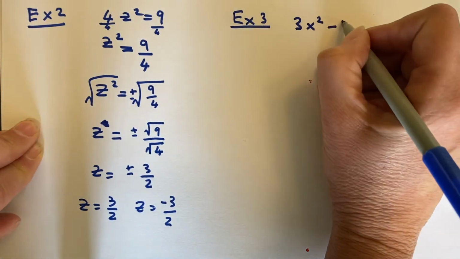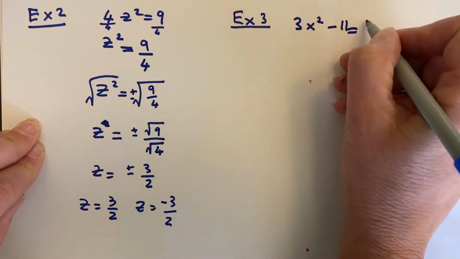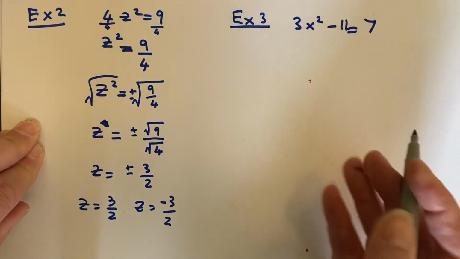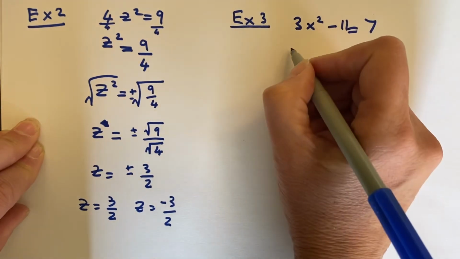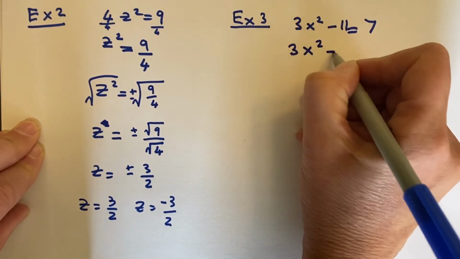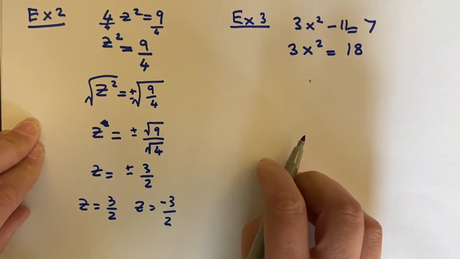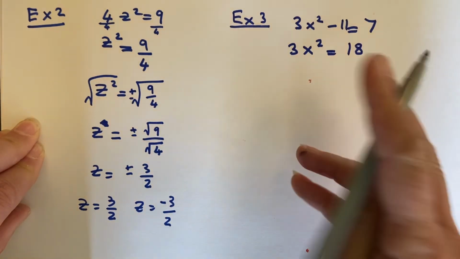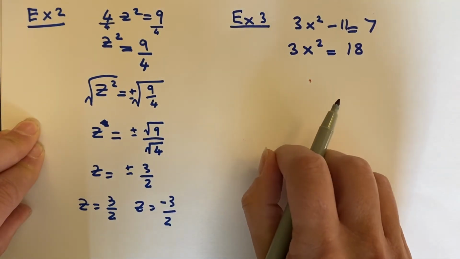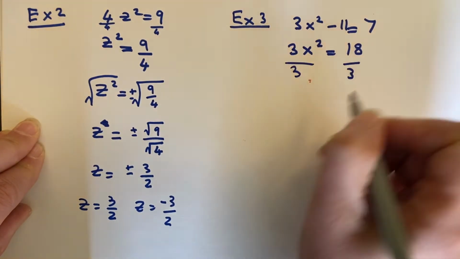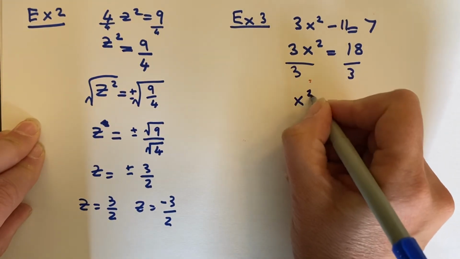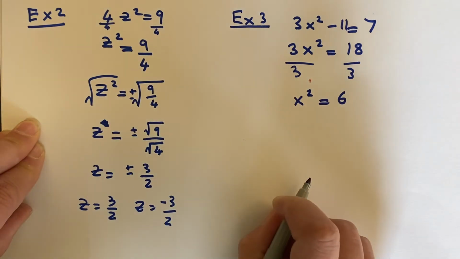3x squared minus 11 equals positive 7. All right, my first move is I'm going to add 11 to both sides. And I'm going to get 18. But I need to get it in an x squared equals a number format, so I'm going to divide both sides by 3. And I'm going to end up with x squared equals 6.